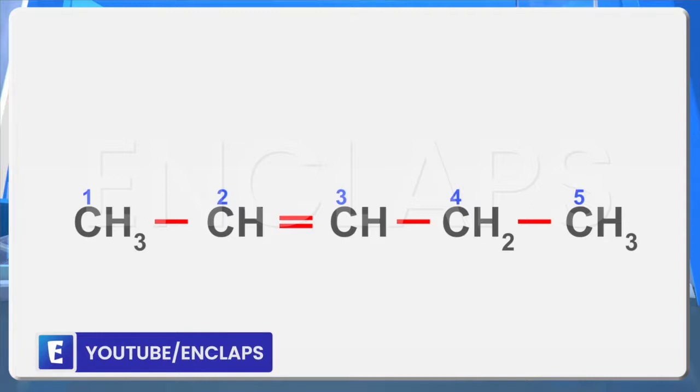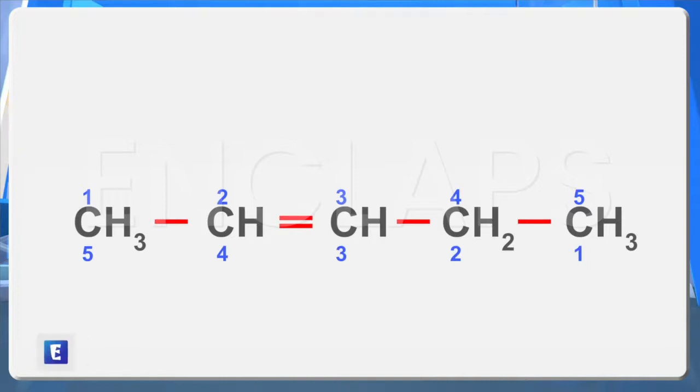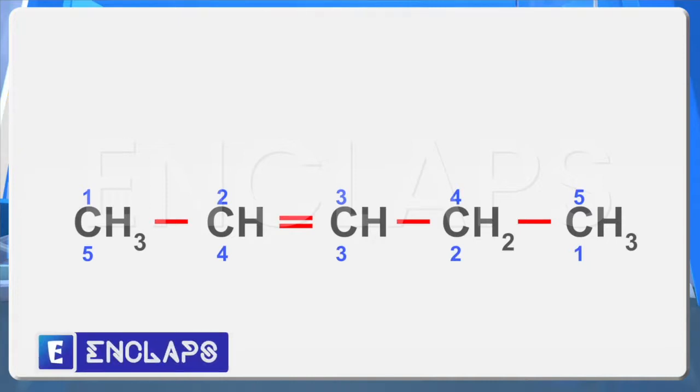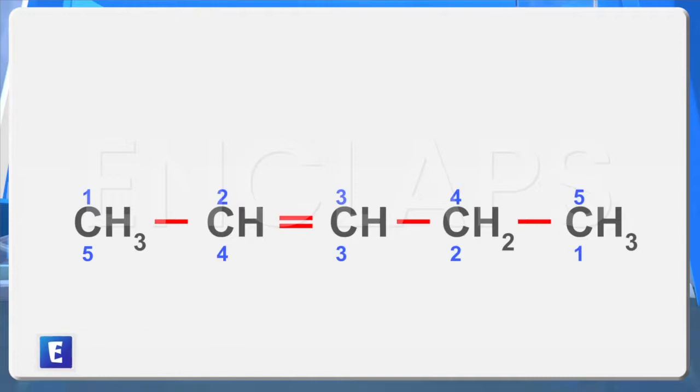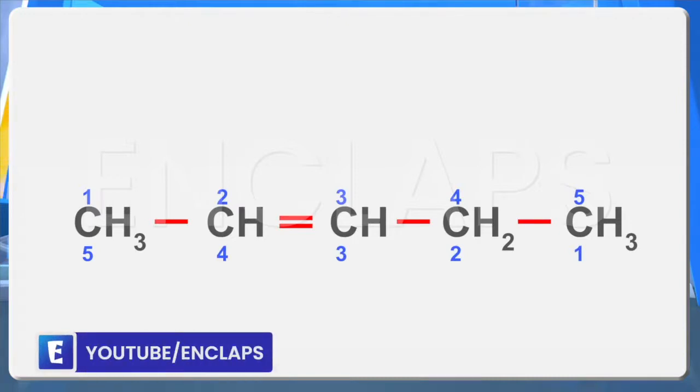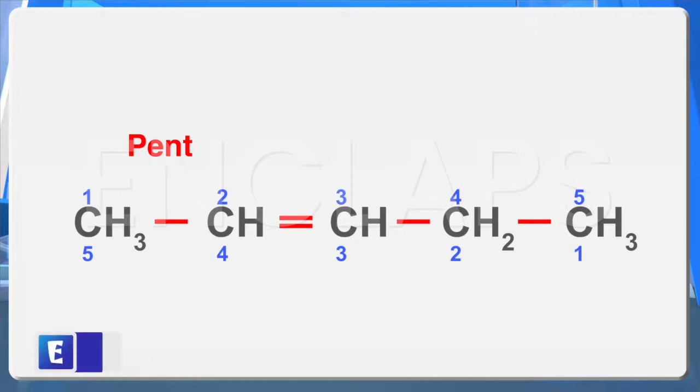When we number from right to left, the first double bonded carbon atom gets the number 3. So we have to select the lowest number. Clear? So we will select 2. Then we are going to give the IUPAC name. First we have to find out the word root. Here 5 carbon atoms are present in the main chain. So the word root is pent.